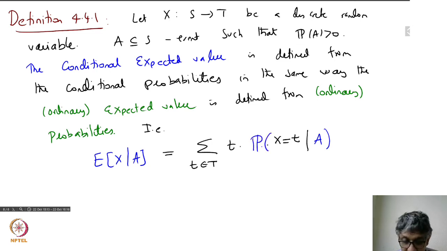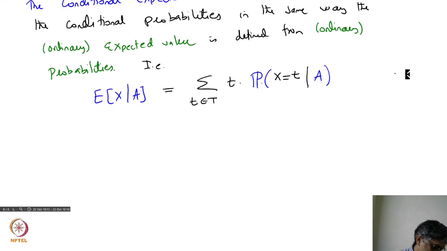Okay, is that clear? So the idea is that you don't use the original probabilities, you use the conditional probabilities to compute the conditional expectation of x. And similarly, extending this, we have the conditional variance of x given A, right?